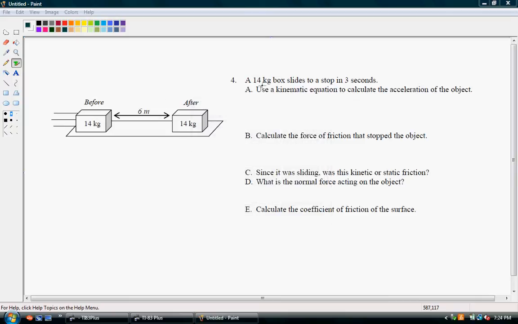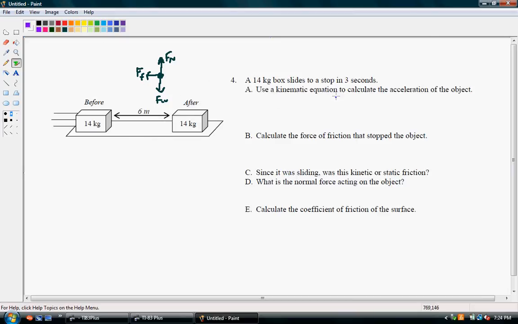Alright, here we have a 14 kilogram box that slides to a stop in 3 seconds. And it wants us to use a kinematic equation to calculate the acceleration of the object. Alright, so if we were to draw a free body diagram of this object, while it's slowing down and stopping, we have the force of weight and the normal force, and then we have friction that is causing it to slow down and stop.